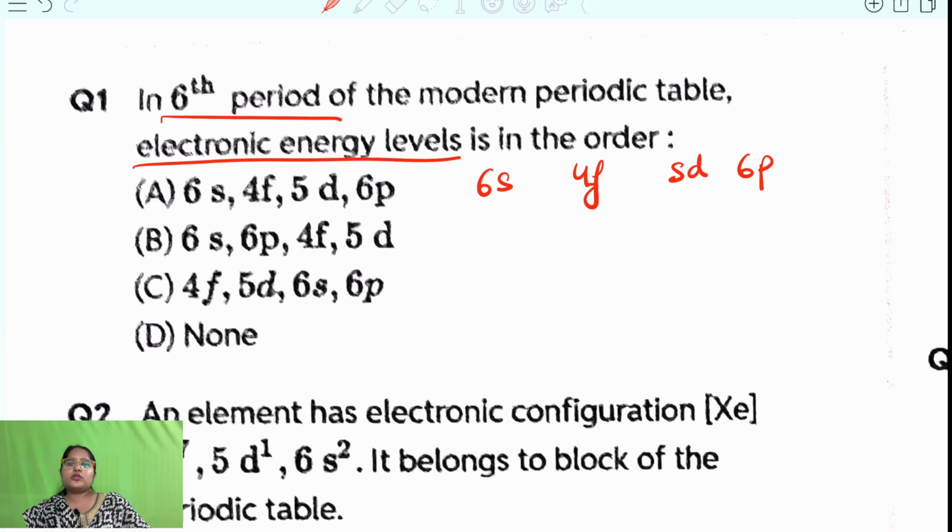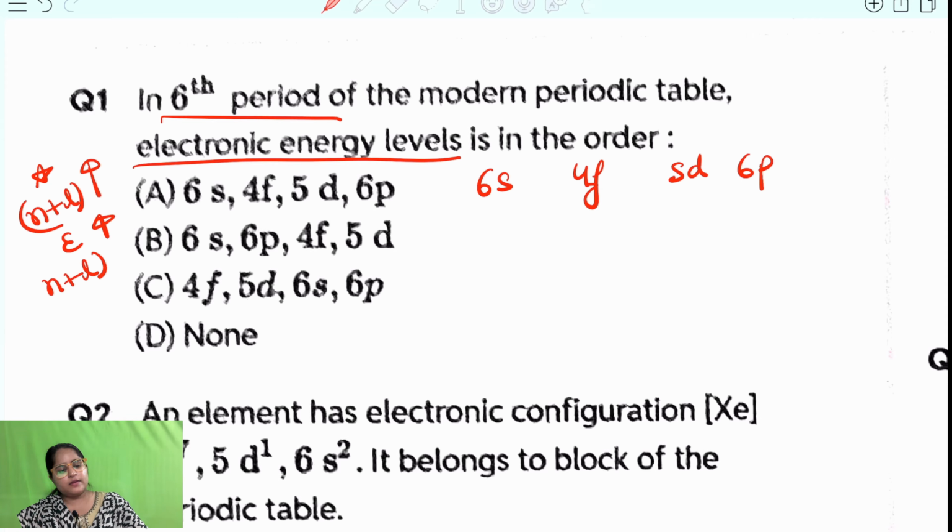We can solve this question in one more way. You learn this also because it is important. How to identify according to the energy level, because they are asking energy level only. So how to check energy level? Here is the concept, I am writing it as a star point. If n plus l value is more, energy level will be more. And if n plus l value is same, then we will check n value. More n value, more will be energy level.